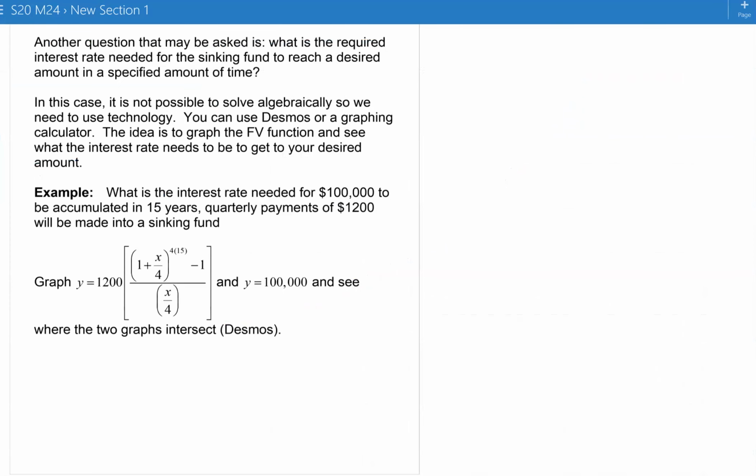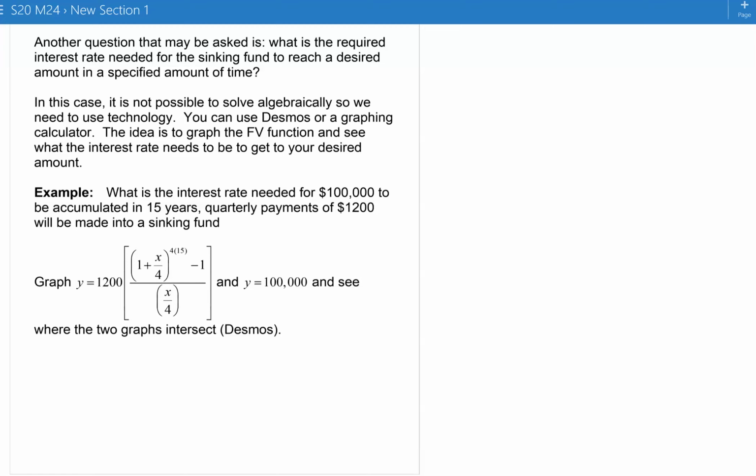Okay, so you have a couple of homework problems that need this technology. So let's look at how we could answer the question, what is the interest rate you need for your sinking fund to get to a certain amount in a certain amount of time?